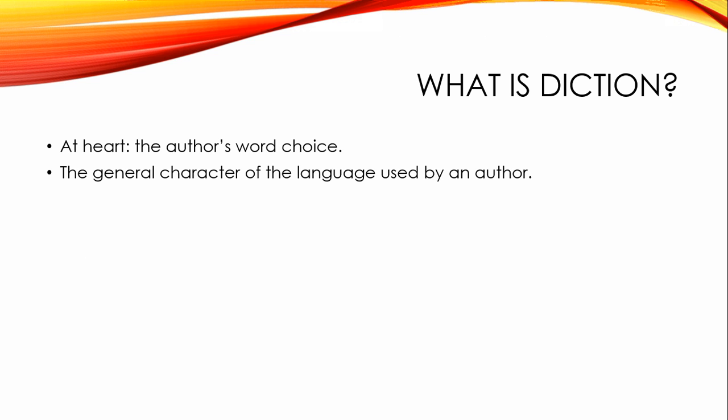So let's start with what is diction. It is at the very core word choice. The general character of a language used by an author, that second bullet point, is going to be your fancier definition, if you will. But when I'm analyzing diction, I'm looking at the words, the language I'm using, and that's what I'm choosing to examine. Now, diction can have 3 levels of efficiency.